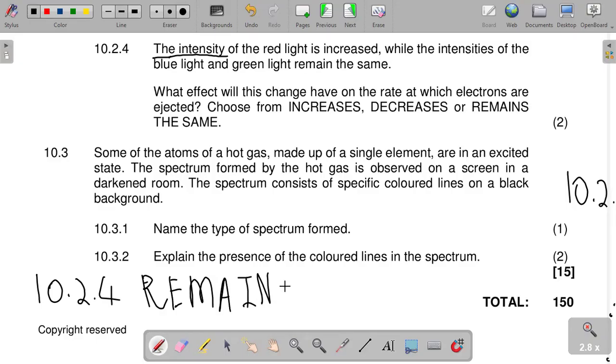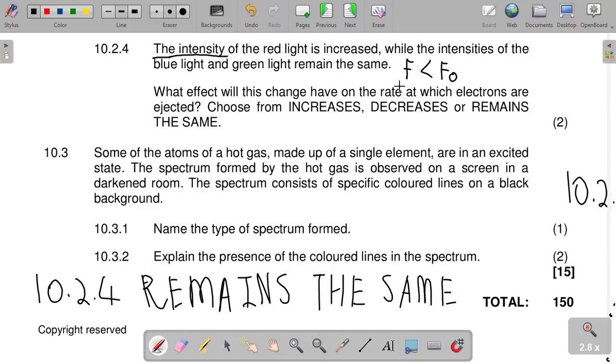We were not asked to explain here, but I will explain. It's confusing because the intensity was increased, but why are you saying the number of ejected electrons will remain the same? We have observed that the frequency of the red light is less than the threshold frequency, meaning the energy of the red light is less than the work function. So even if we increase the intensity, it doesn't have enough energy to eject electrons.